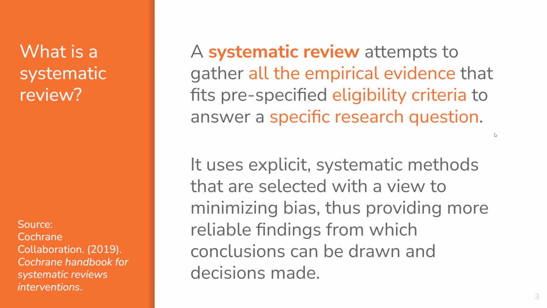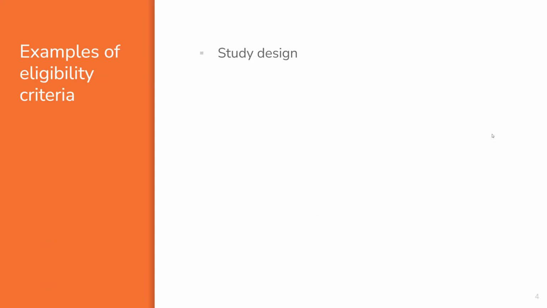Here are some examples of eligibility criteria. Study design. For example, you may wish to focus on randomized control trials or case control studies, for example. Publication type. Perhaps you only wish to include peer-reviewed journal articles, conference proceedings, and dissertations and theses, for example. Language. You may only be able to read articles in English and French, so you would limit to those languages.